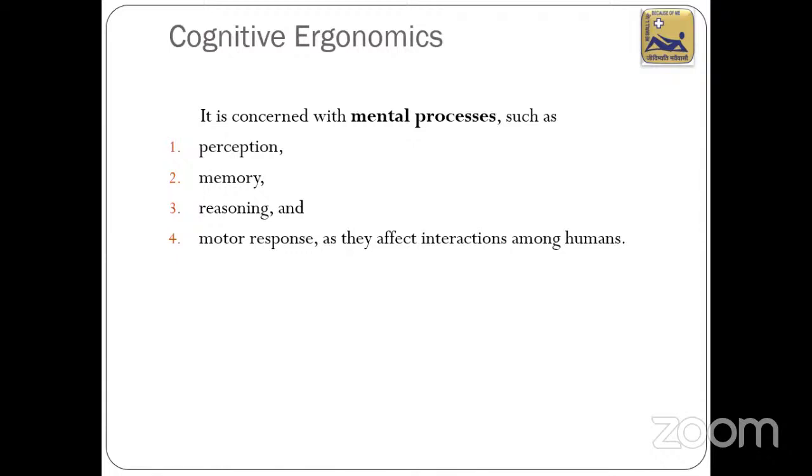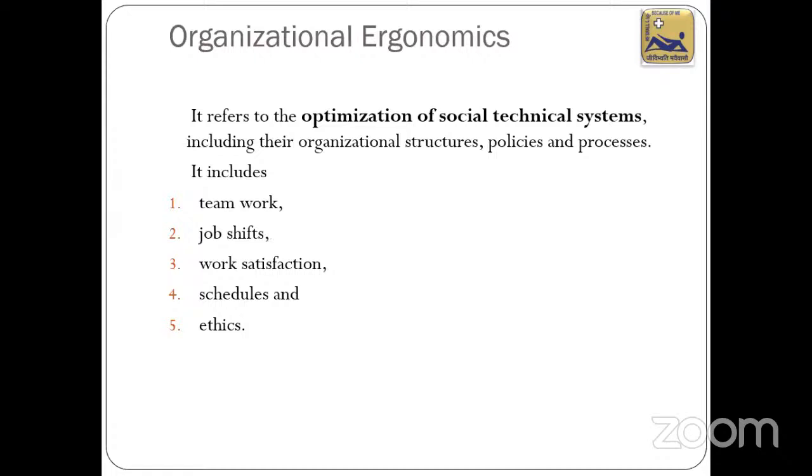Okay, so next comes cognitive ergonomics. It is mainly concerned with mental processes, such as perception, memory, reasoning, and motor response. How these mental processes help in interacting with humans, the people whom they're working with in the organization. Okay, so this is a little away from the physiotherapy aspect. And then organizational ergonomics, again, refers to the optimization of the sociotechnical system, which includes teamwork, job shifts, work satisfaction, schedules, and work ethics.